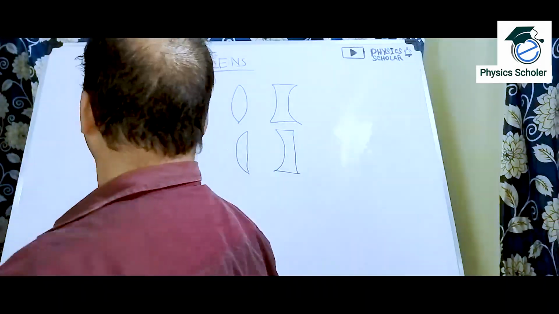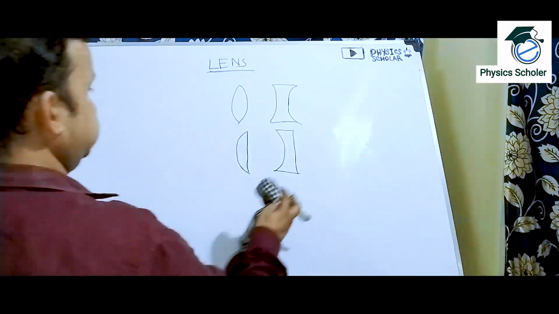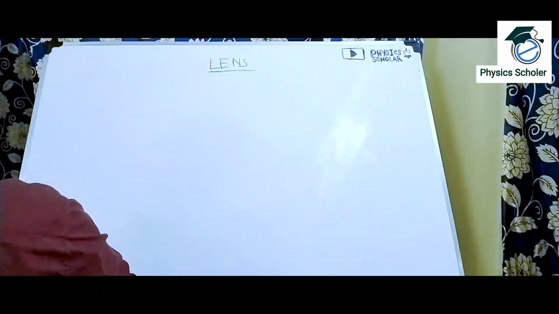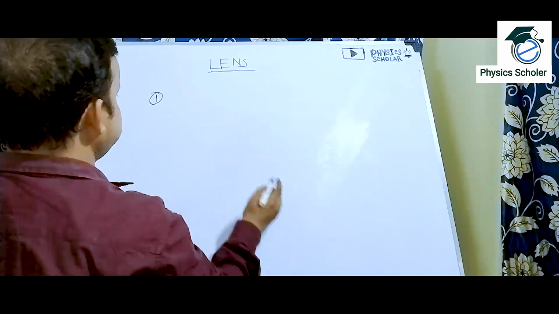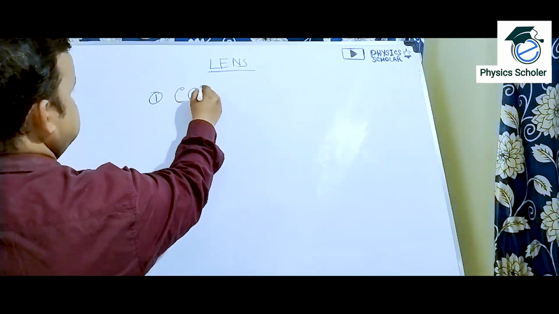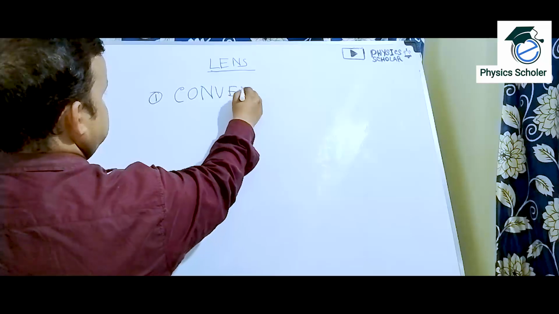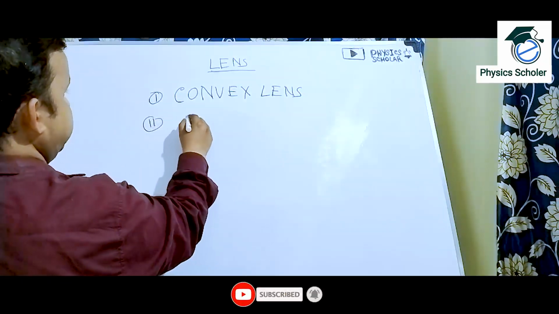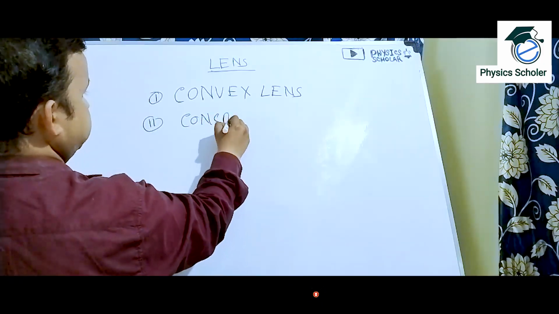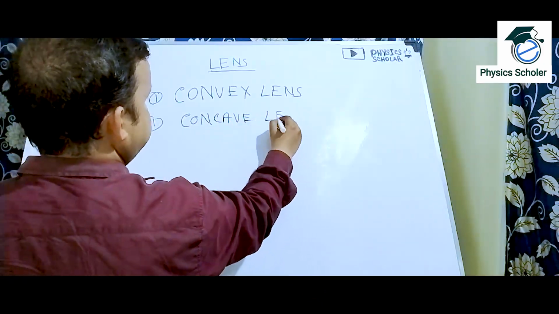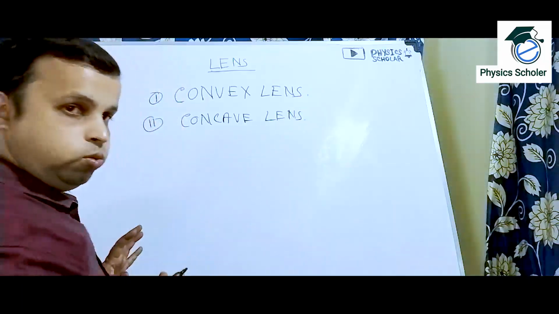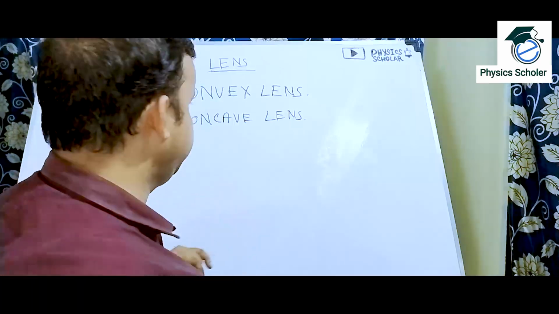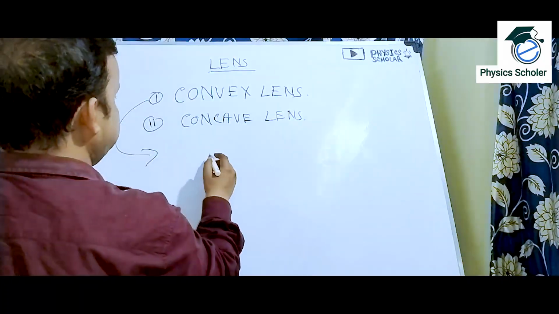Now, how many types of lenses are there? Basically, there are two main types of lenses. One is known as the convex lens, just like the mirror. If you missed the episode on mirrors, you can see that. And another is the concave lens. So there are mainly two types of lenses: one is the convex lens, another is the concave lens. Now let us discuss the convex lens.